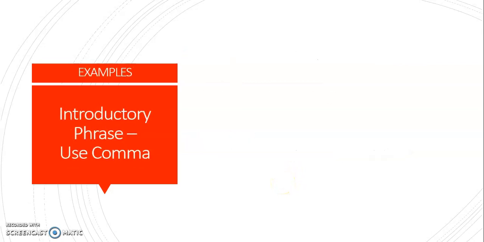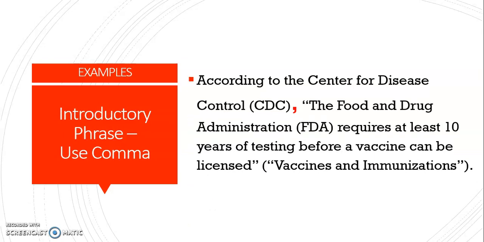And here's an example from the vaccines paper. So according to the Center for Disease Control, CDC, comma, and then I've got my quote, I've got my citation, it's an article title, so it's got quotation marks around it, and then it's in parentheses, and again, I've got my period outside.